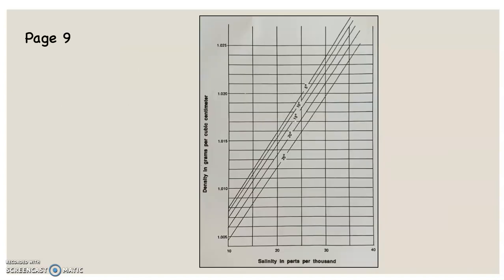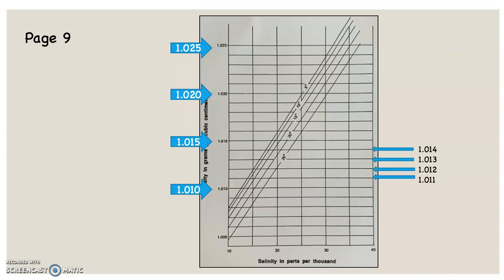Take a look at this graph, open that up. All right, now you can see on the left hand side density in grams per cubic centimeter, and notice that the numbers are going to increase as you go from the bottom to the top, and these lines are going horizontally across the graph. I just highlighted 1.010, 1.015, 1.020, and 1.025, which is grams per cubic centimeter. So in a way, this is how much the water weighs, okay?